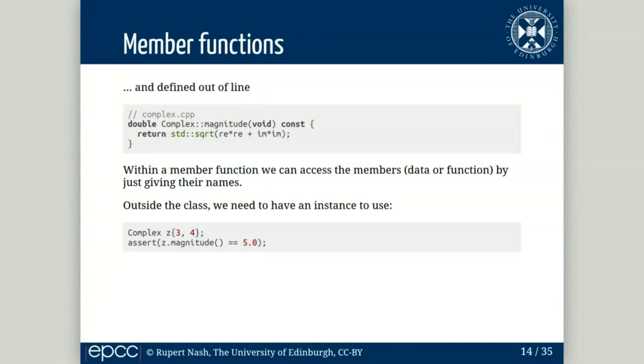So in the example there at the bottom, it says outside the class, we create an instance, and then we can access the function. That member function is accessed by first creating the complex number with some values, and then we can call it.